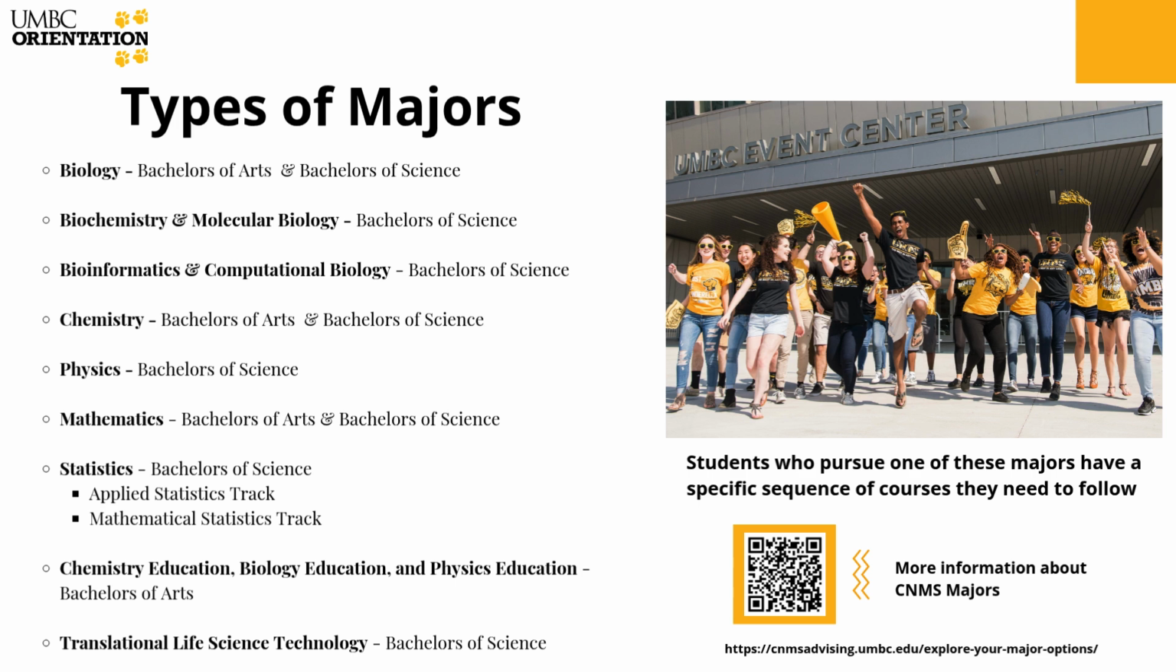Here are the types of majors that fall under CNMS. They include biology, both our Bachelor of Arts and our Bachelor of Science degree, also our biochemistry and molecular biology degree, bioinformatics and computational biology, chemistry, which also has a Bachelor of Arts and a Bachelor of Science, physics, mathematics, statistics, which does have two different tracks, applied statistics and mathematical statistics. We do also offer a variety of education degrees, including chemistry education, biology education, and physics education. And then we also have a translational life science technology program through our Shady Grove campus.